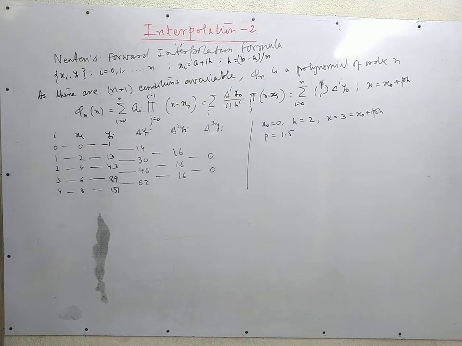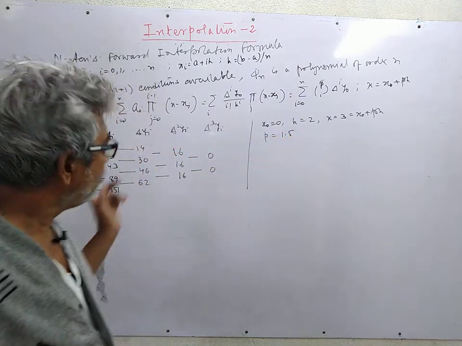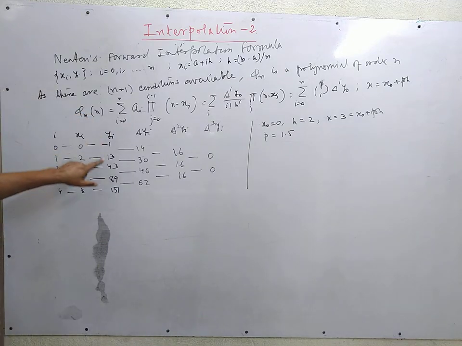For the application of Newton's forward formula, I have used a table which is not the one we used earlier in discussing the difference formula. This is a new data set. There are 5 data points available, with i going from 0 to 4. The x values are equispaced starting from 0 to 8, so that x0 is 0 and h, the spacing between x values, is 2. And these are the corresponding y values.